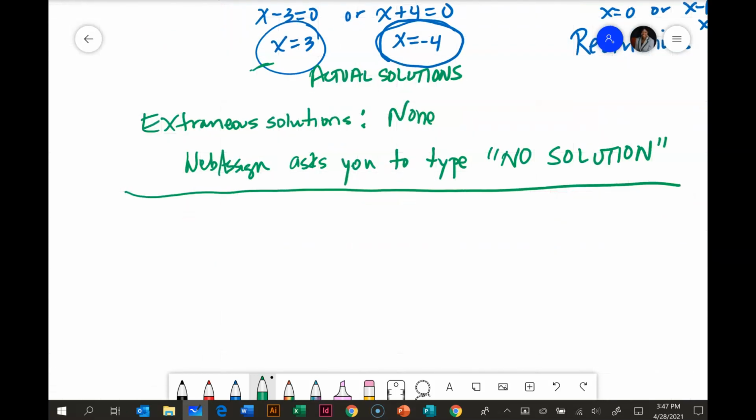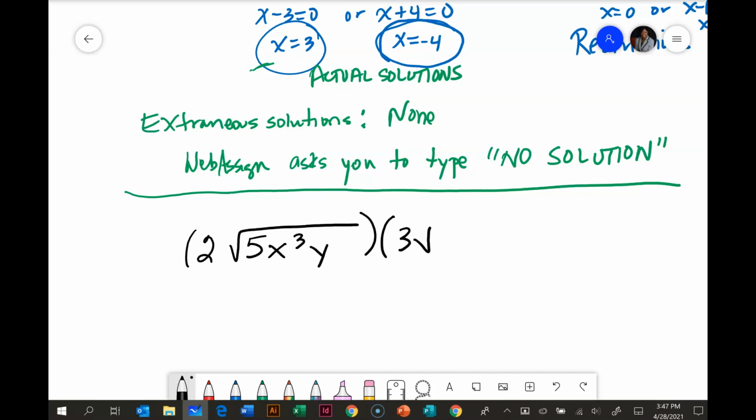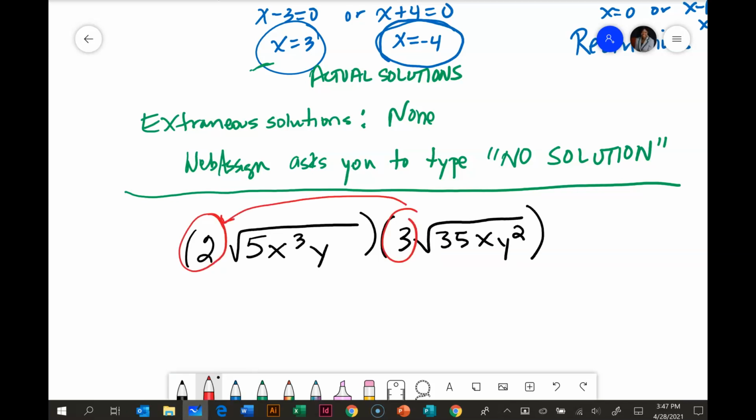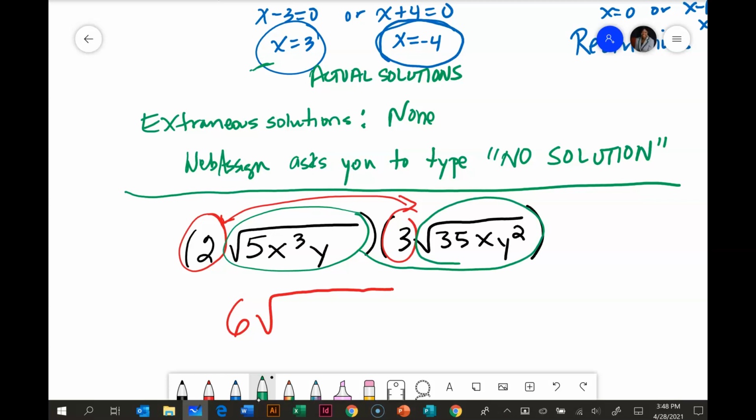I just, moving on. Let's go on to this problem someone posed, I don't know which section it is, guys. I don't think she said it, but it's 2 times radical 5x cubed y times 3 times radical 35x y squared. What I would do personally is go ahead and multiply everything that's on the outside together, right? So 2 times 3, 6. Bam, already we're halfway done. And then multiply everything that's in the radical together. All right, and keep it in the radical.